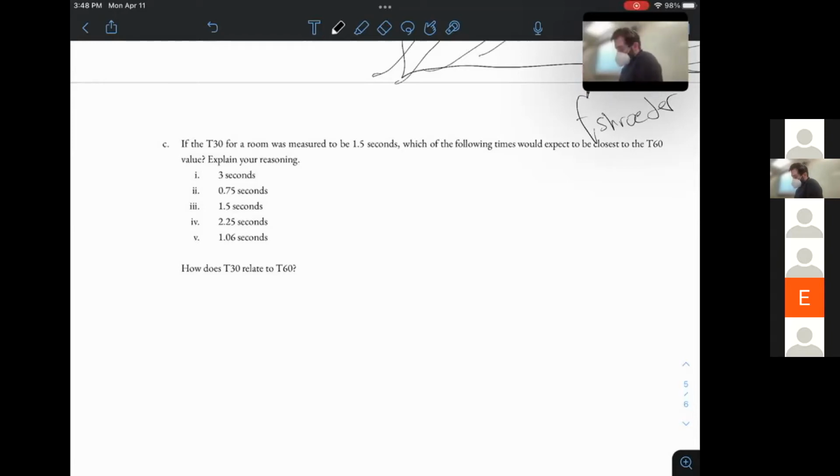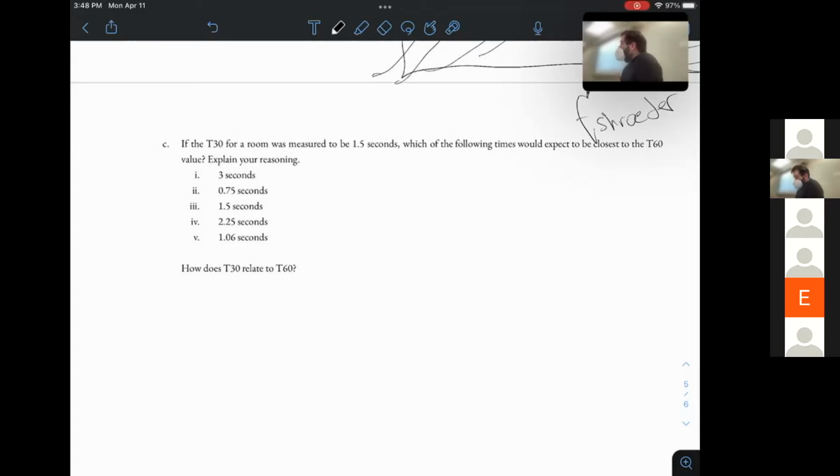So T30 is 1.5 seconds, but to get that 1.5 seconds, and maybe it's confusing the way it says it, you actually measured 0.75. That's already been multiplied by 2. Right. Yeah, that's what I figured. Yeah, it's just, sometimes it's weird.